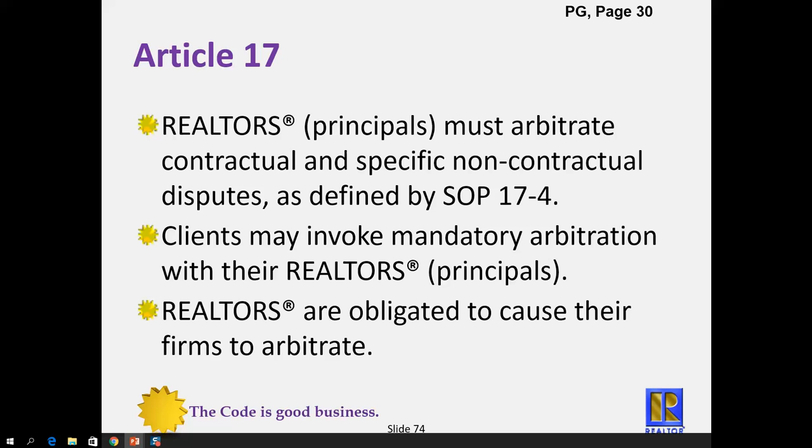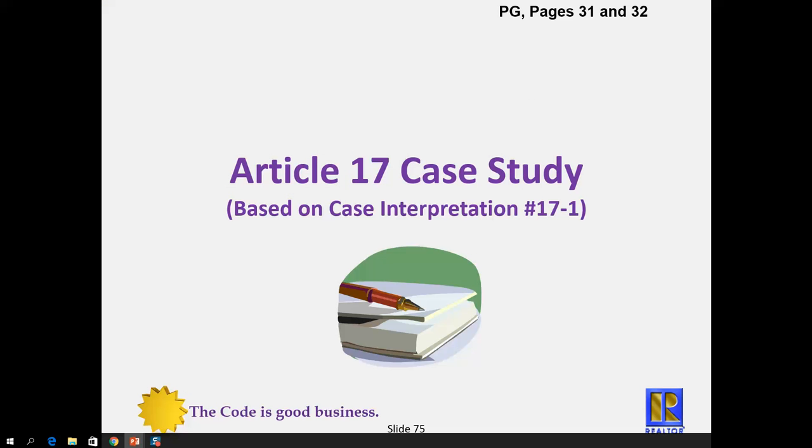Let's move on to Article 17. Realtors' principals may arbitrate contractual and non-contractual disputes. Arbitration is a privilege and an obligation. We've already discussed that Article 17 requires Realtors to arbitrate disputes with other Realtors and with clients, those clients who have requested arbitration and agreed to be bound by the decision.